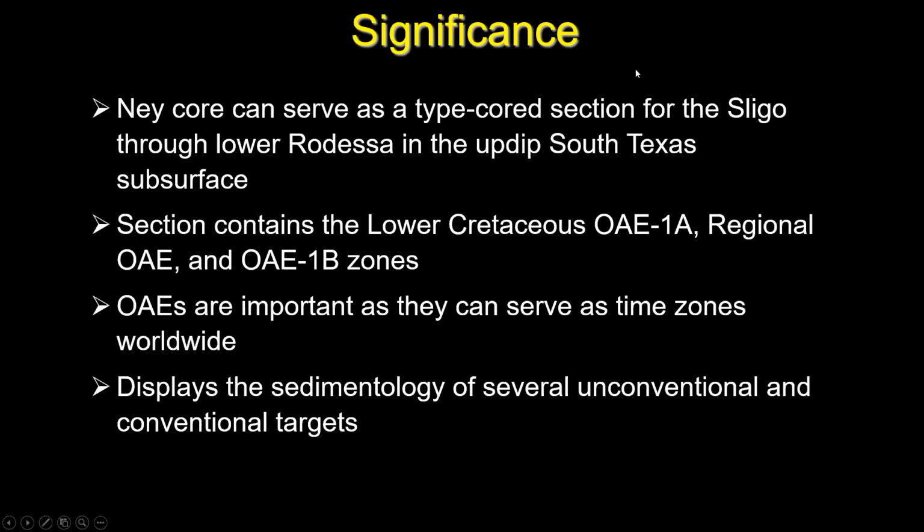This core is significant because it can serve as a type core section for the Sligo through the lower Odessa or Glen Rose in the up-dip subsurface in South Texas. The section contains the lower Cretaceous OAE 1A, regional OAE, and OAE 1B zones. OAEs are important as they affect both reservoirs and source rocks.